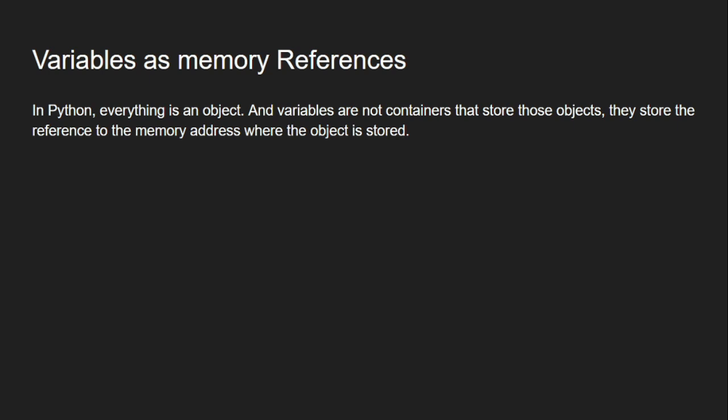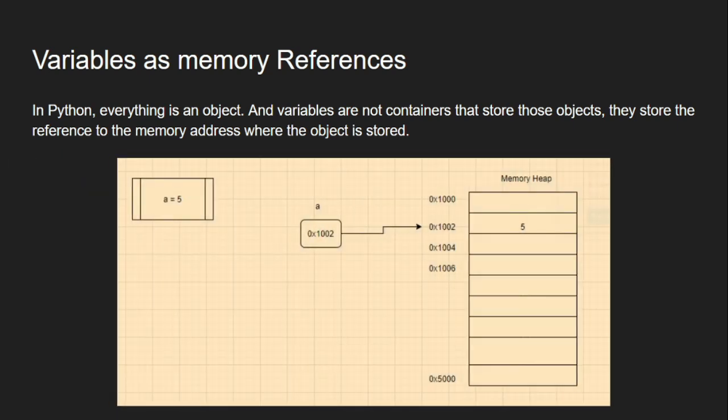So variables, you cannot think of them as containers that are storing the object. What variables are doing is storing a reference to the memory. Using this particular diagram, you will understand. Imagine this is a memory heap, and this memory heap has a lot of blocks of memory, and all these are addresses like 0x1000.